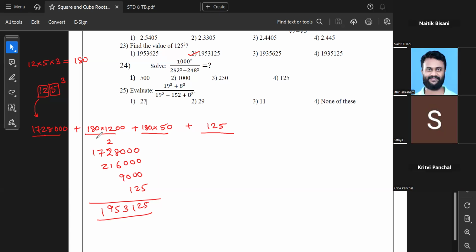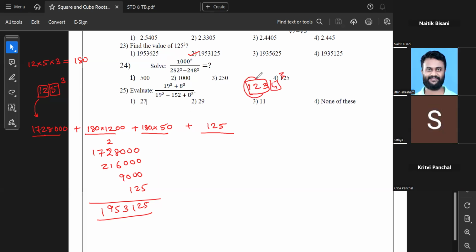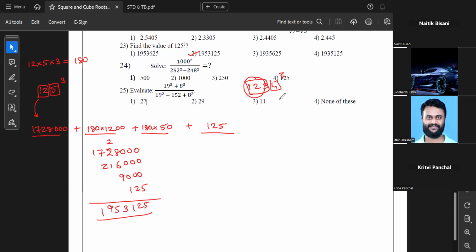Now, I'll just give you a hint. For example, if your number is 1, 2, 3, 4, a 4-digit number cube, the same technique will work where your first number will be this and second number will be this. But the problem is, taking the cube of 123 is again an effort, right? So that's what I said, for 4-digit numbers this is not going to work. And in your case, a 4-digit cube is definitely not going to come, so you don't have to worry about it. Yes, Naitik Bisani, tell me what's your doubt?